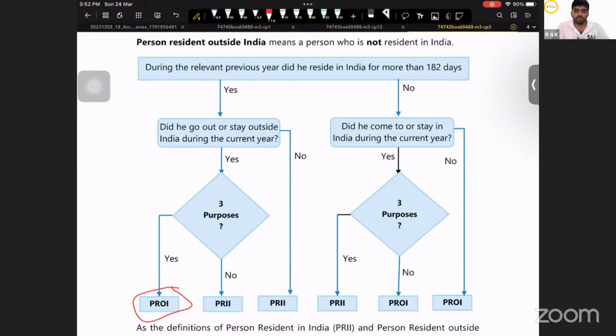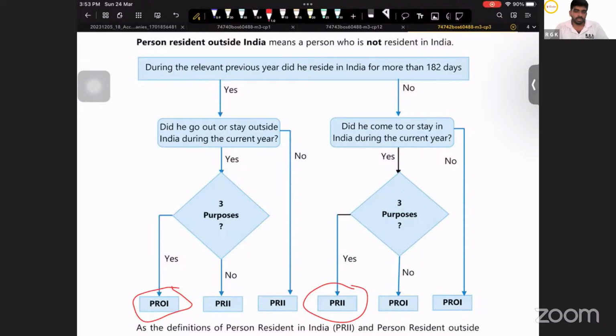If he has come to India for those three purposes, he will be classified as person resident in India. If he has come to India for other than those three purposes, he will be classified as person resident outside India.